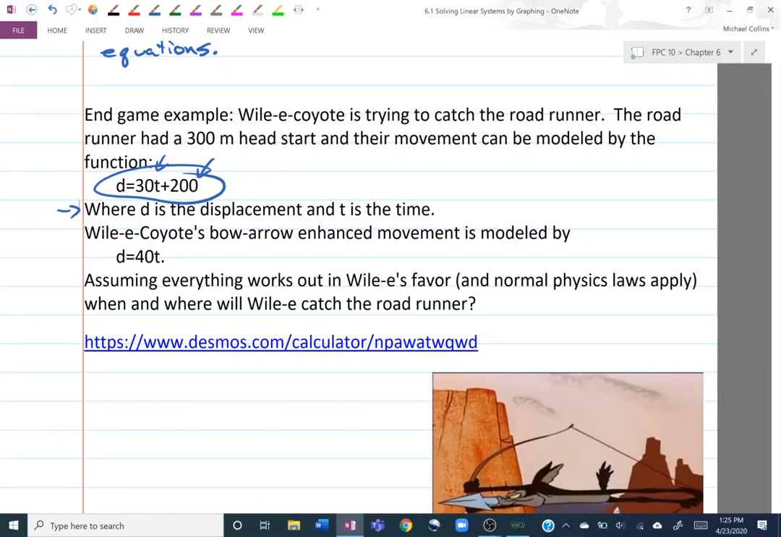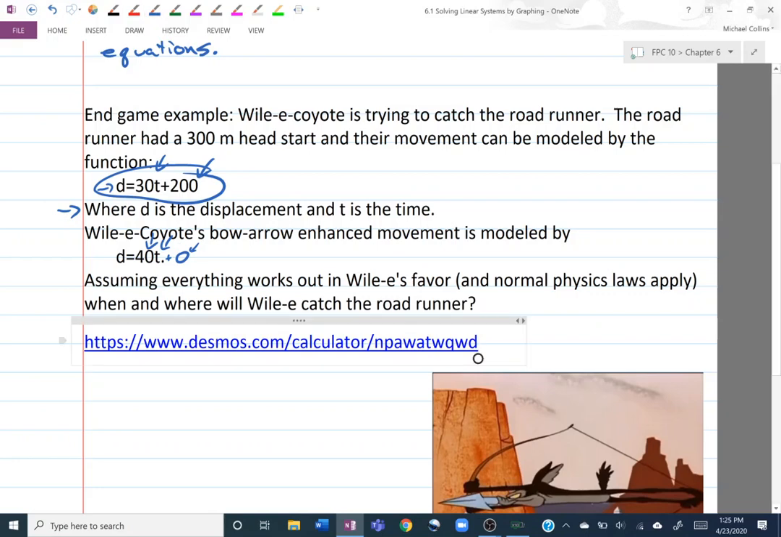So those are the things that we were used to seeing from the previous section. Wile E. Coyote's bow and arrow enhanced movement is modeled by d is equal to 40t. So there we have a slope, and we could add a plus 0, so our y-intercept is going to be 0. Assuming everything works out in Wile E.'s favor and normal physics laws apply, when and where will Wile E. Coyote catch the Roadrunner? So notice how our y-axis is going to be our displacement and our x-axis is going to be our time. So what we want to know is at what time will Wile E. Coyote's displacement be the same as the Roadrunner's.